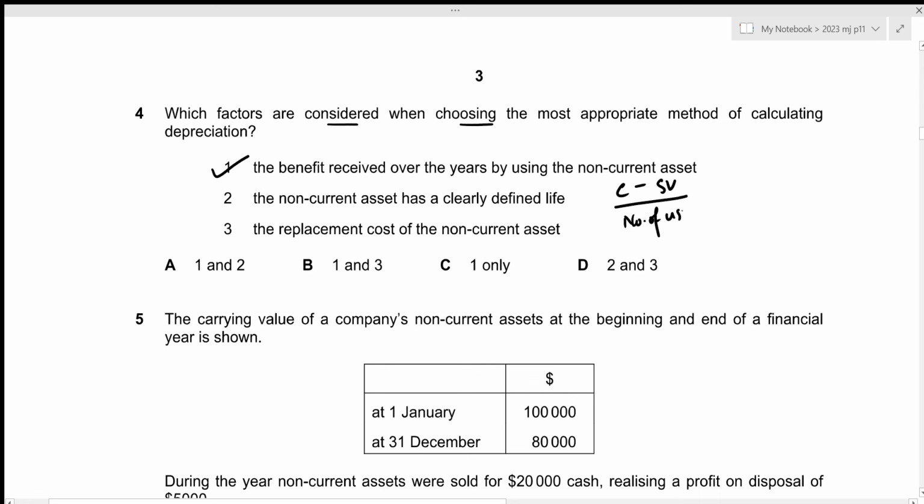This is the formula for our depreciation, which means that we definitely consider the clearly defined life of a non-current asset when choosing an appropriate method of calculating depreciation. So this is true as well.